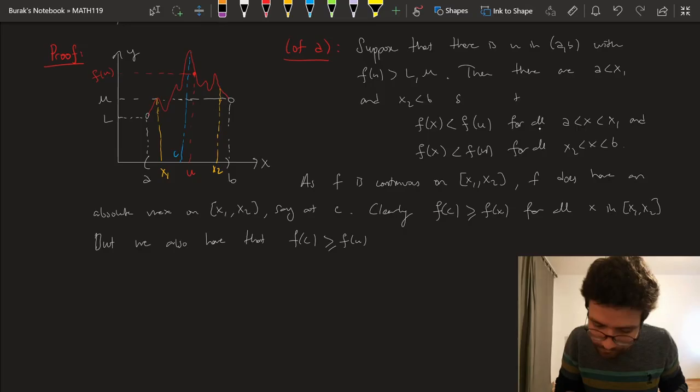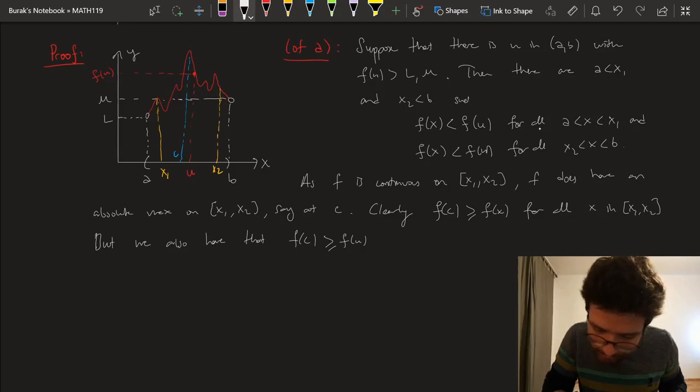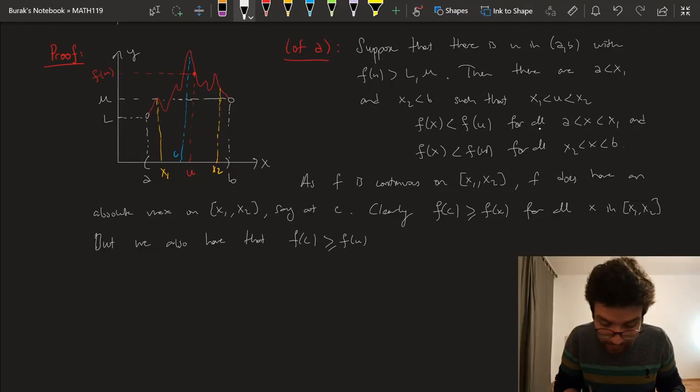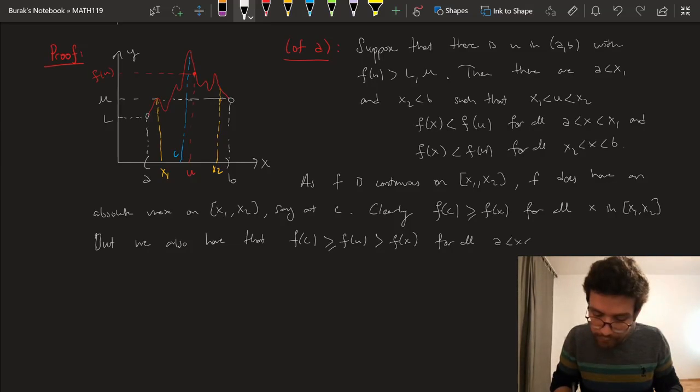I mean, I can make that happen. I forgot to write that. There are x1, x2 such that this actually contains u. Now, this is by the assumption that f of c is greater than or equal to f of x for all x in this interval, but f of u is greater than f of x for all x between a and x1 and for all x between x2 and b.